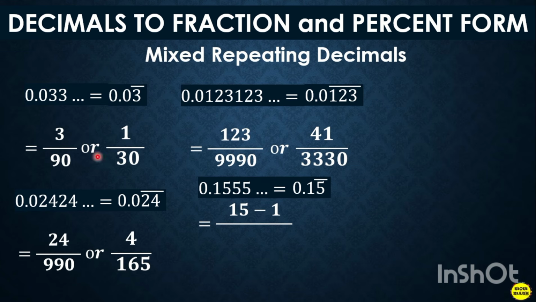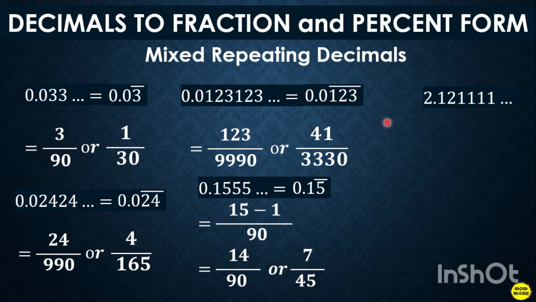Ganun din, kung paano yung process nyo dito. Ilan ang repeating digit? Isa, so 9. Ilan ang non-repeating? Isa rin, so 0, isang 0. So, over 90. Pero make sure na kapag ganito po, na yung kasama na niyang non-repeating, hindi siya 0, ito po ang gagawin natin. Okay? So, we have 14 over 90. Or pag nilowest term natin yan, that is 7 over 45.